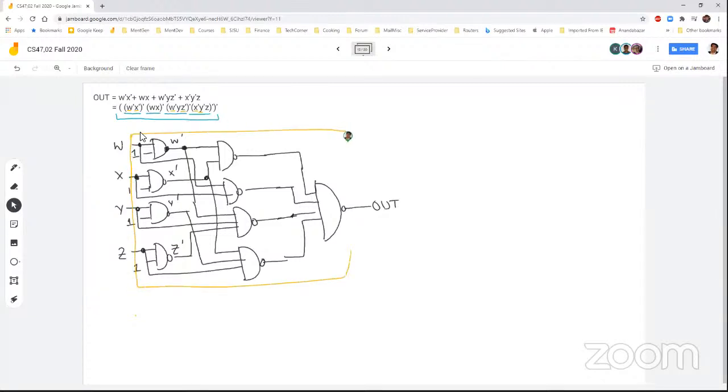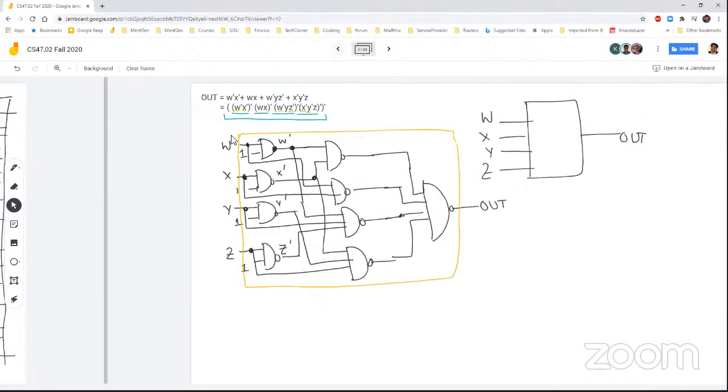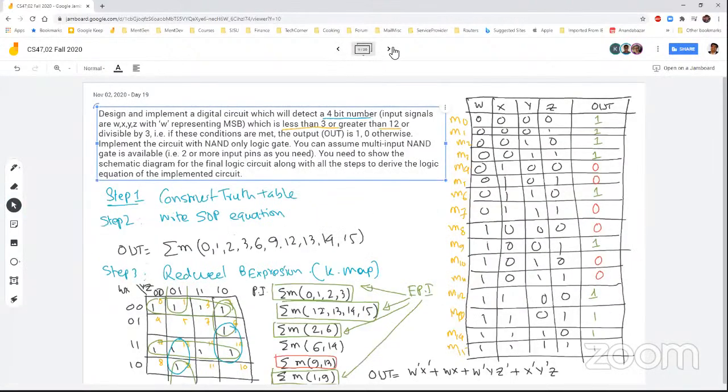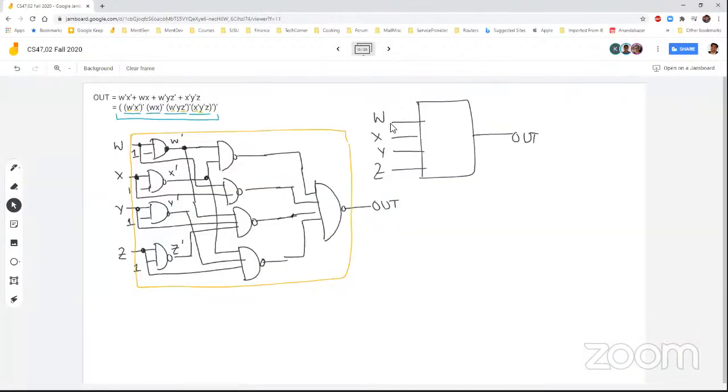As a black box, the in-out schematic would look like this. W, X, Y, Z are the primary inputs, and there is the output. And this logic circuit performs this function. So if at the input side, let's say it came with 2, okay? 2 is 0, 0, 1, 0. The output should become 1, okay?